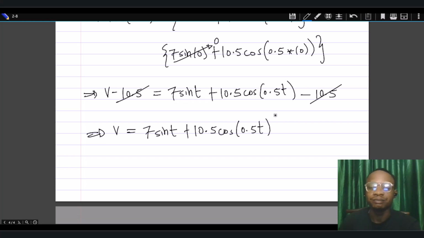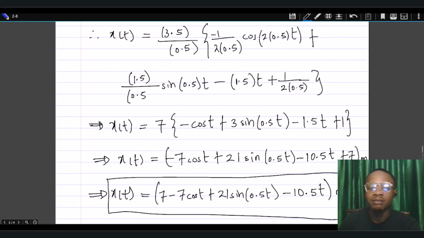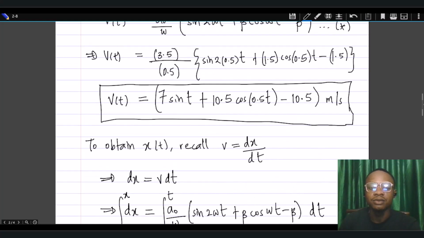So is it different from what we had before for v? You can see that yes, in this case it does not carry this 10.5, because it has cancelled out. Okay, so that is that about that.